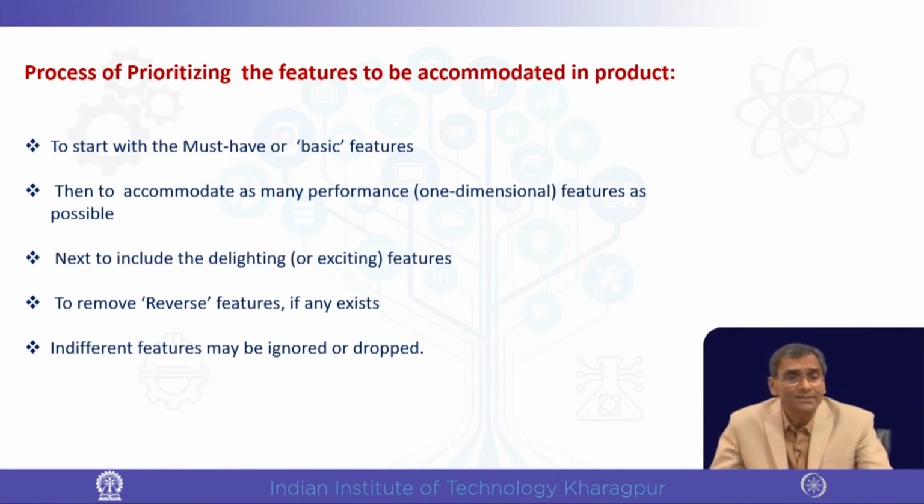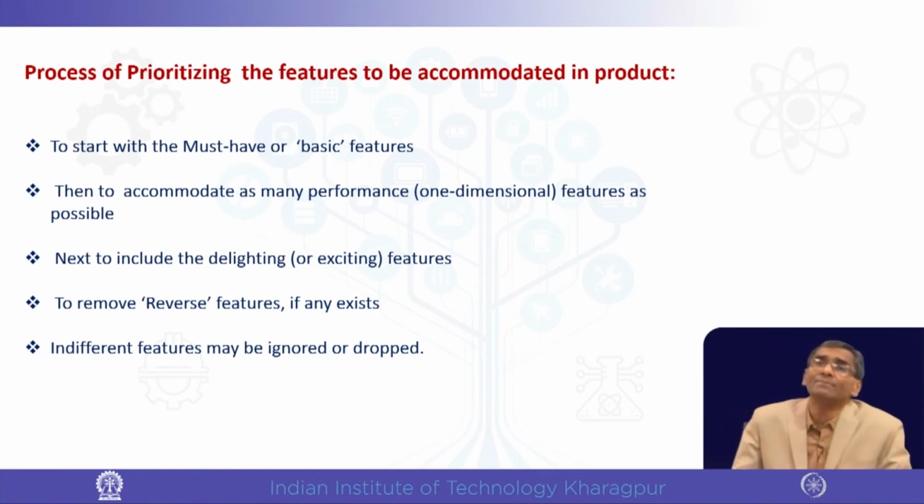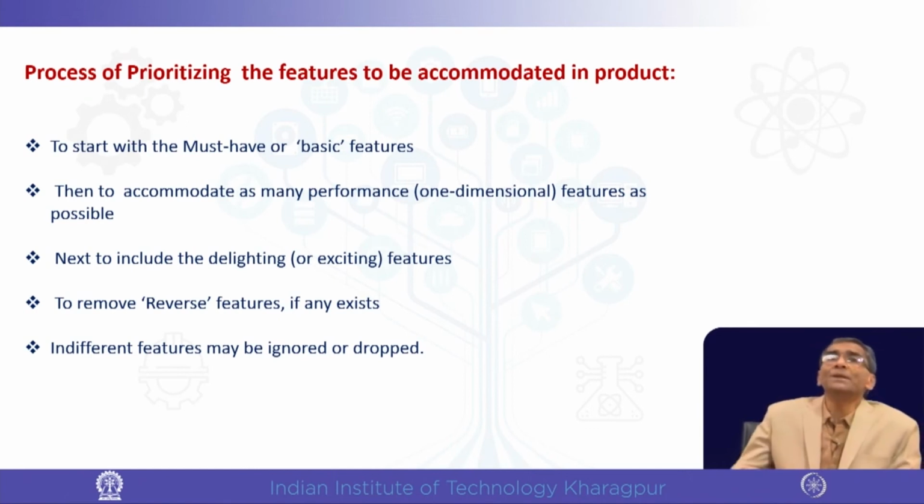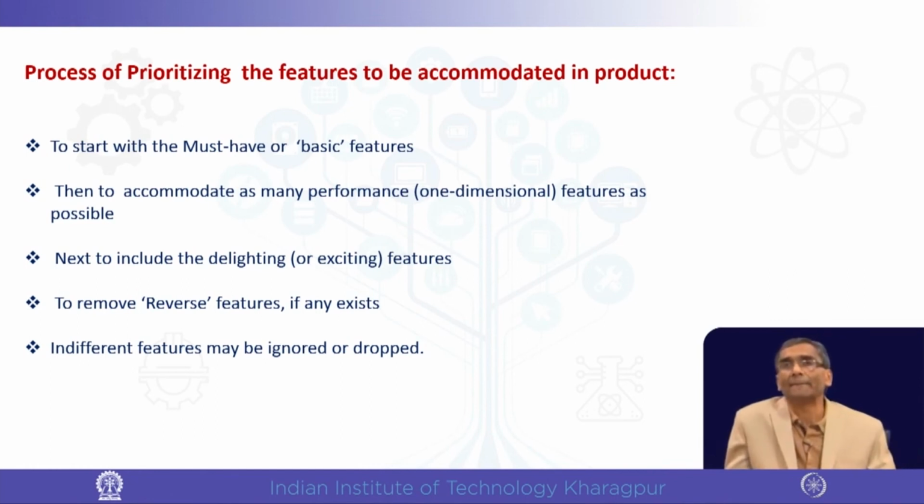Then the next step is to accommodate as many performance or one-dimensional features. What is called one-dimensional? Because it is a simple straight-line equation: if it is increasing linearly, it is increasing. So it is called one-dimensional that way: if it increases, the satisfaction increases; if the value decreases, the satisfaction decreases. So then the performance features are accommodated. First are the must-haves, then the performance features. Next to include are the delighting or exciting features.